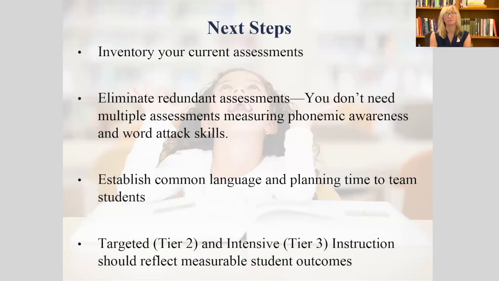Inventory all of your assessments that you're currently using. Determine what skill it's measuring. Even take it back to those sensory cognitive functions I talked about earlier, those 5 component parts of reading. Figure out which ones are measuring which skill. And when you do that, what you're going to see really quickly is lots of redundancy there, especially with regards to phonemic awareness and word attack.